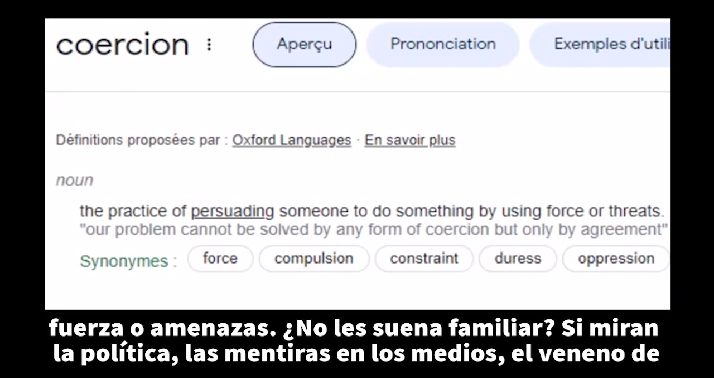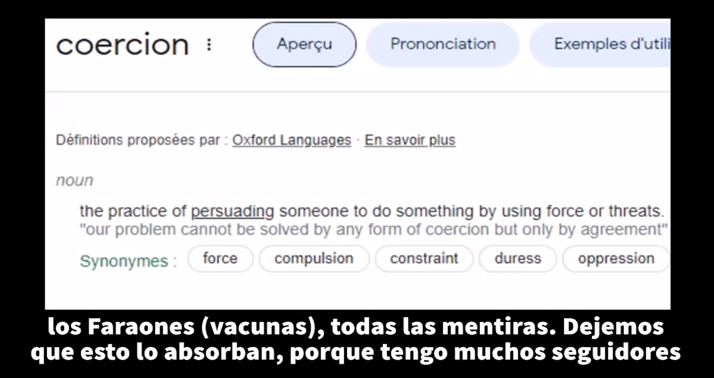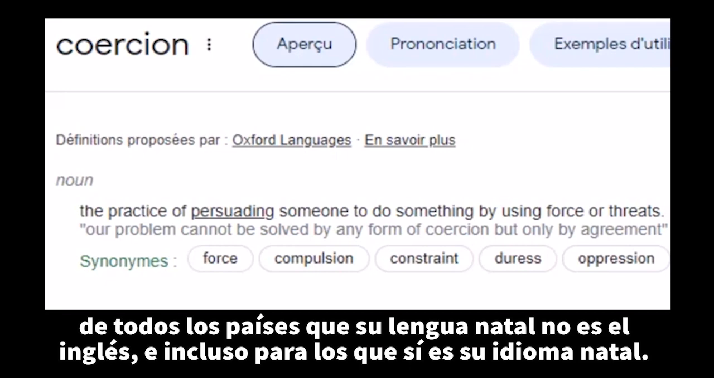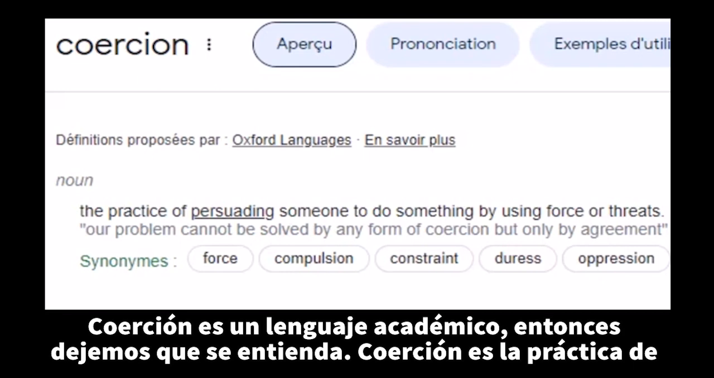Now, doesn't that sound familiar to you? If you look at the politics and the lies in the media and Pharaoh's poison and all the lies. So let this sink in, because I've got a lot of non-native English speakers here from all countries. Coercion, this is academic language, so let it sink in.